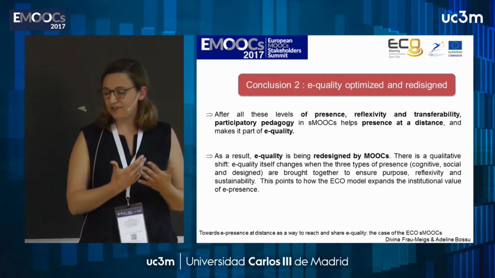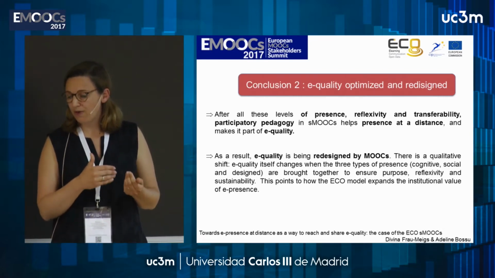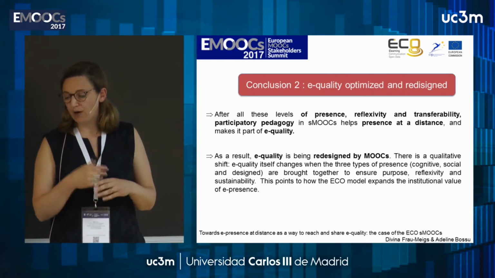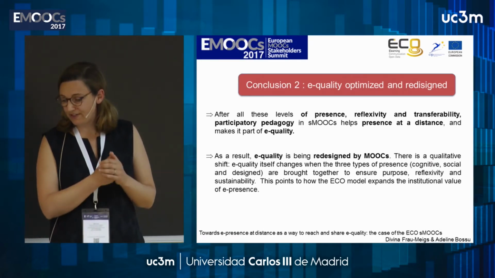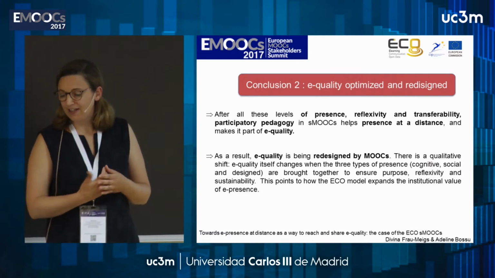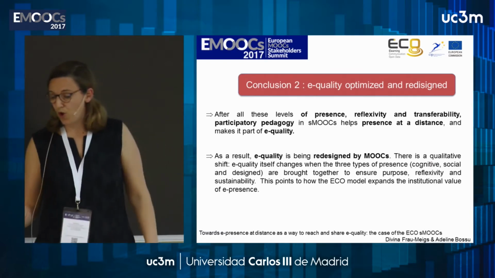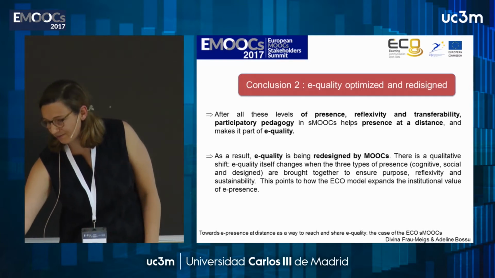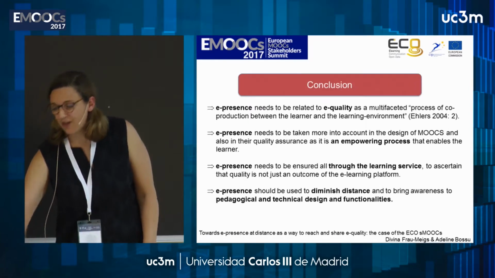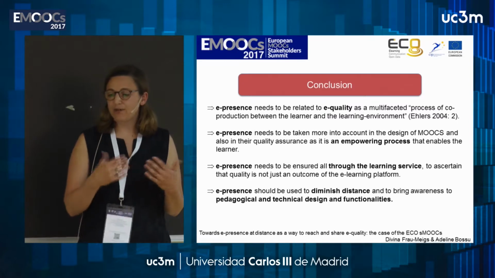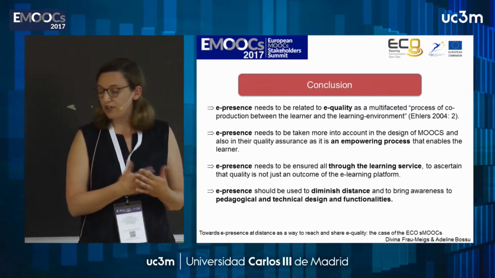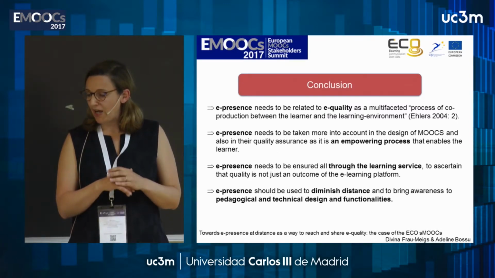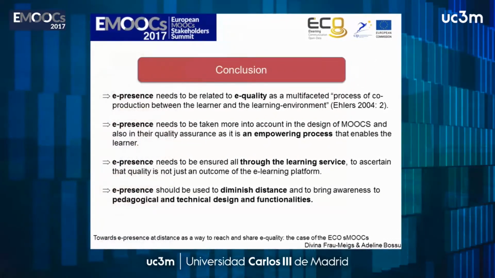There is a quality shift. Quality itself changes when the three types of presence are brought together to answer purpose, reflexivity, and sustainability. This points to how the ECHO model expands the institutional value of e-presence. And so our conclusion is that e-presence needs to be related to quality as a multi-phase process of co-production between the learner and the learning environment.